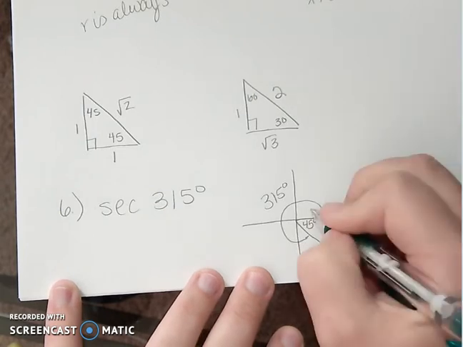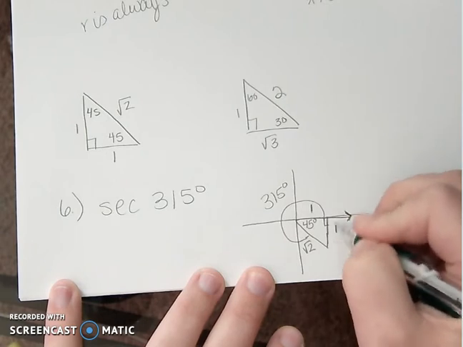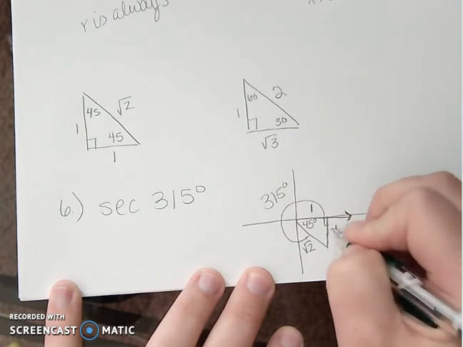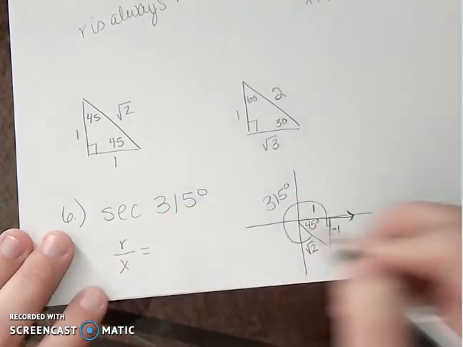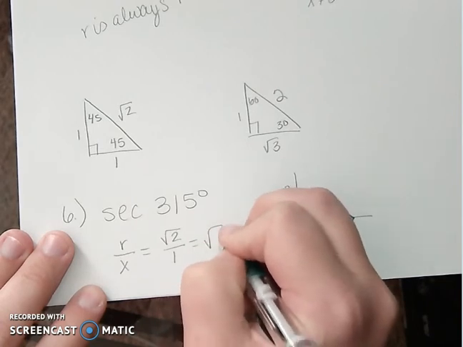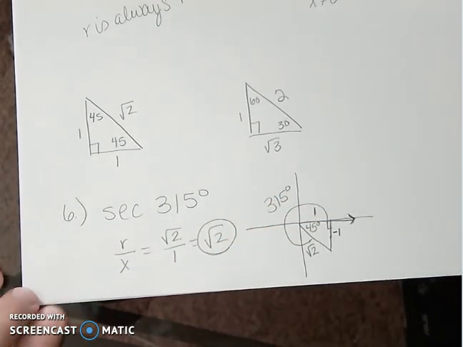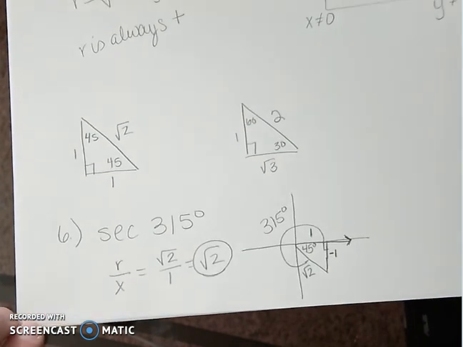Then, based off my rules, this is 1, 1, and the square root of 2. But because this is in quadrant 4, this one's actually negative. Secant is r over x, and so that would be square root of 2 over 1, or the square root of 2. In the next video, we're going to do some more practice of this, and then continue on with quadrant angles and things of that nature. But this kind of sets us up for the unit circle stuff.